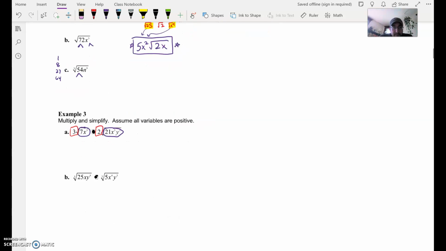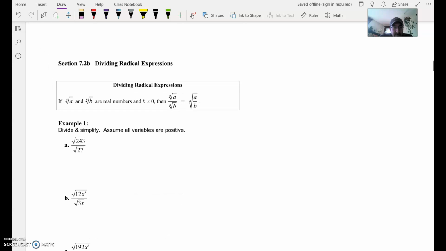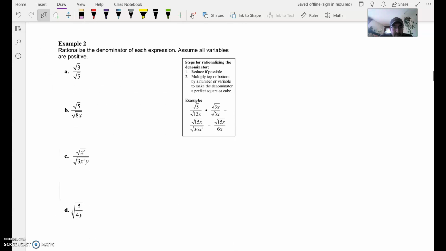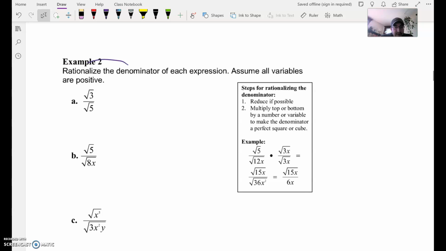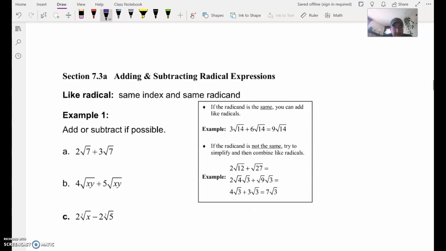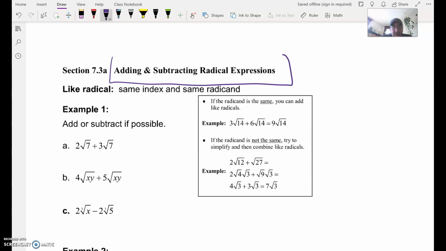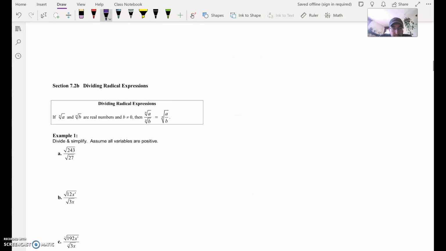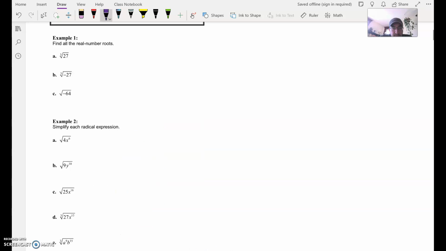Okay, we'll pick this up tomorrow in class. We're going to work on the dry erase boards. We'll talk about dividing, what it means to rationalize the denominator, and then how to add, which, believe it or not, is a little trickier. But all that's tomorrow. Hopefully this video helped give you some basis.